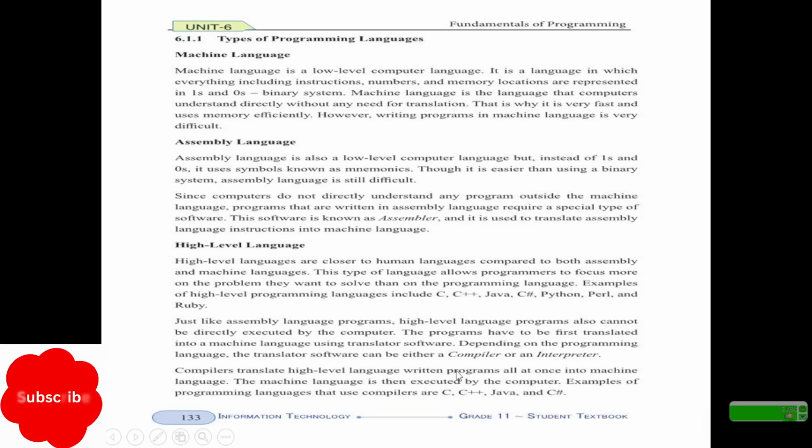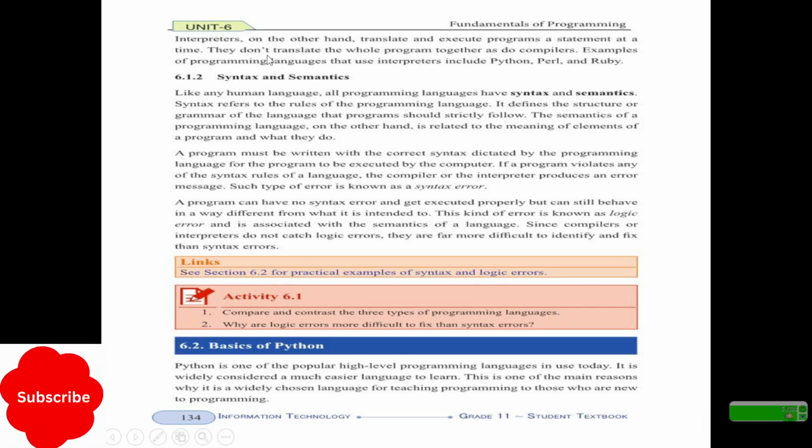Compilers translate high-level language programs all at once into the machine language. The machine language is then executed by the computer. Examples of programming languages that use compilers are C, C++, Java, and C#. Interpreters, on the other hand, translate and execute programs a statement at a time. They don't translate the whole program together as compilers do. Python, Perl, and Ruby are examples of languages that use interpreters.